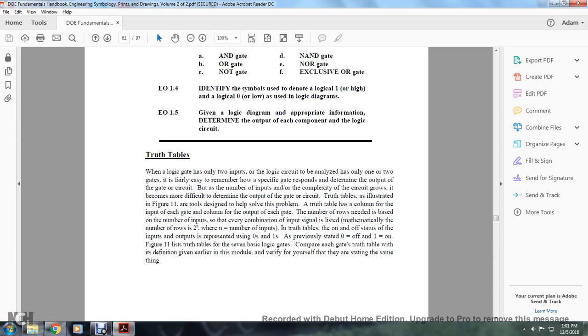It's fairly easy to remember how a specific gate responds to determine the output of the gate. As the number of inputs to the circuit increases, the complexity of the circuit grows, and it becomes more difficult to determine the output of the gate and circuit. The truth tables illustrated in Figure 11 are the tools designed to help solve the problem.